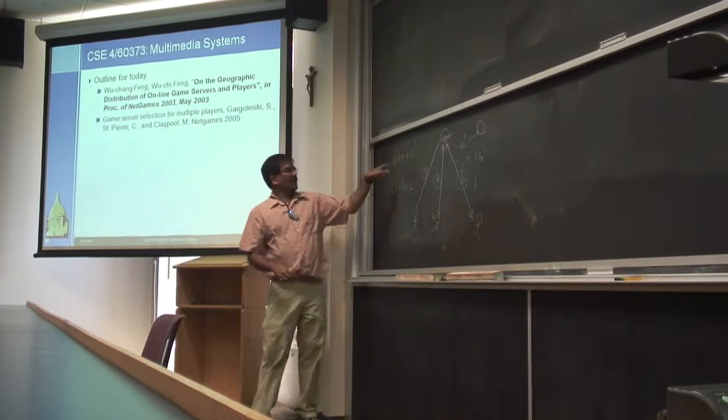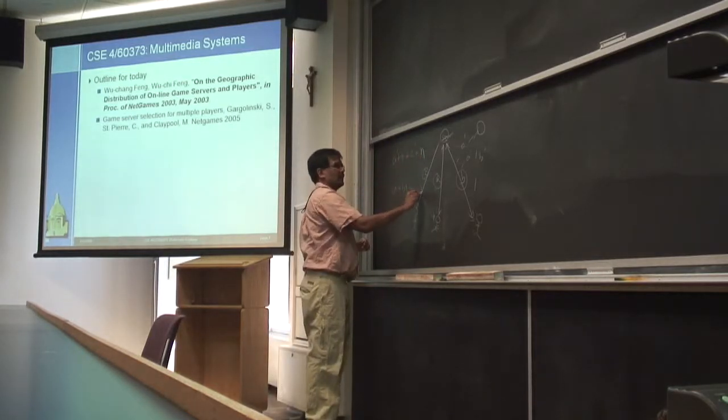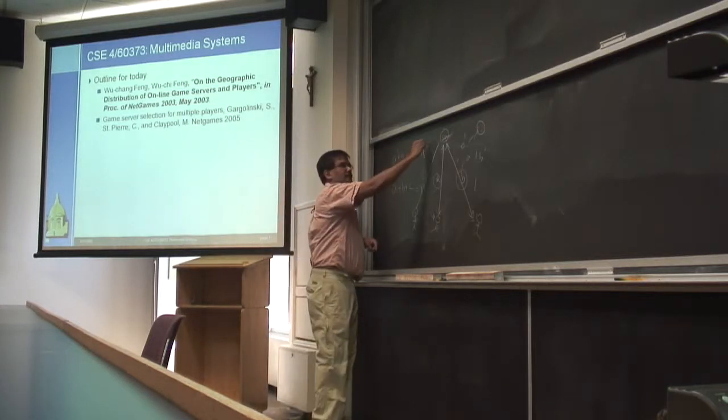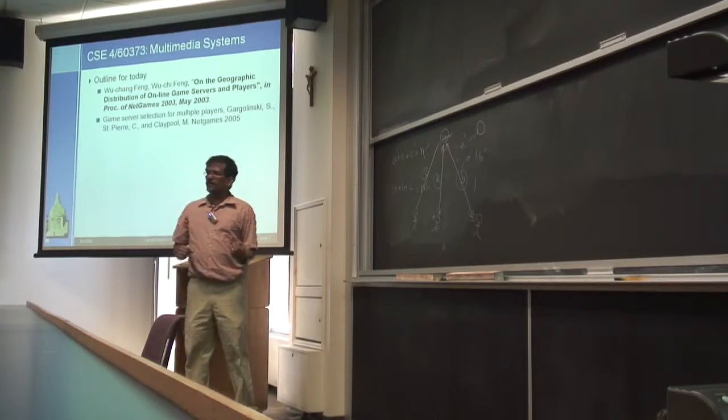So if the average for this is, let's say, n, and the average for this is n prime, you look at these two. Then you look at the standard deviation for these two, and then you make a judgment call, right?